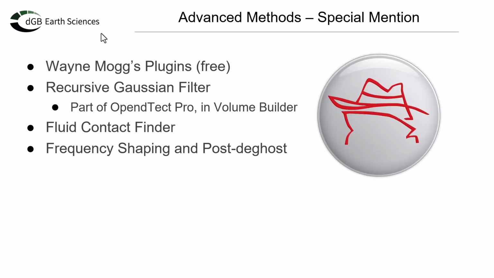I wanted to give a special mention here to a few attributes and a few plugins that we will not have time to look at today due to our time constraint. Again, we have Wayne Moggs plugins that are available. We have a recursive Gaussian filter that is part of Opendetect Pro in the Volume Builder tool. There is a Fluid Contact Finder plugin that is designed to do just that, enhance fluid contacts, and a frequency shaping and post-deghost tool. So let's now head into Opendetect and take a look at some advanced methods in more detail.